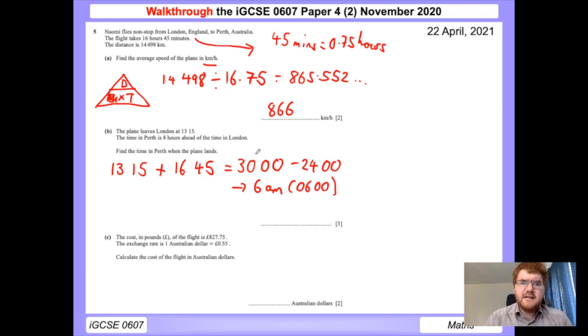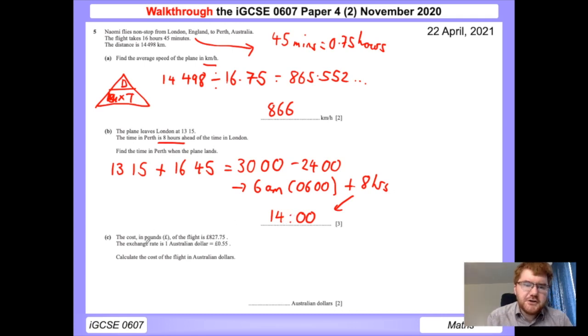And now at this point, then I take into account the time difference. So time in Perth is 8 hours ahead, so we need to add on 8 hours, and that's going to get to the answer, well, 6 plus 8 is equal to 14, so we get there at 1400 hours. It's an interesting style of doing this question. I'm not sure if the mark scheme will agree with this kind of method, but I think this is a nice logical way of working through this.